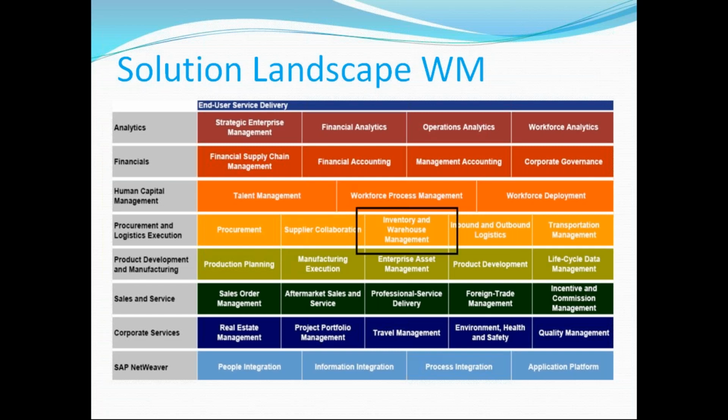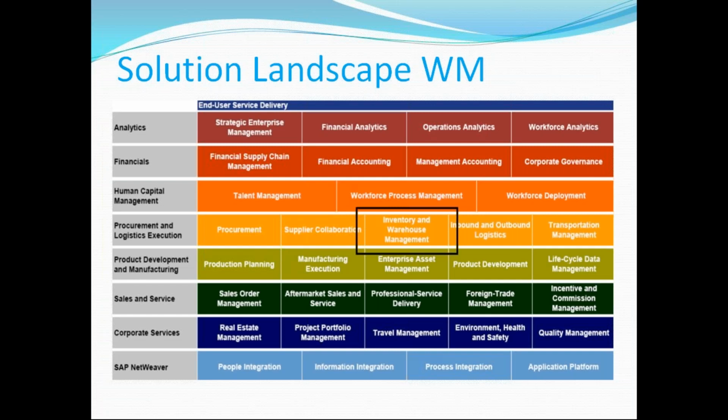Then it moves on to supplier collaboration. Supplier collaboration mainly specifies how your supplier is linked onto your SAP WM system. That means how the supplier is linked onto your supply chain management system in the SAP landscape. Moving on, SAP takes care of the inventory aspect of your material, that is the inventory and warehouse management.